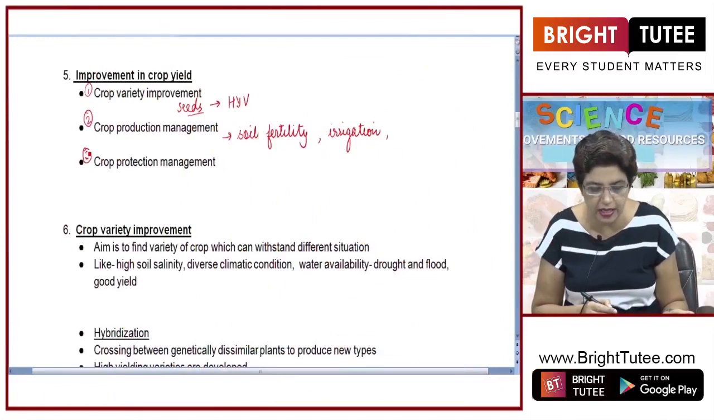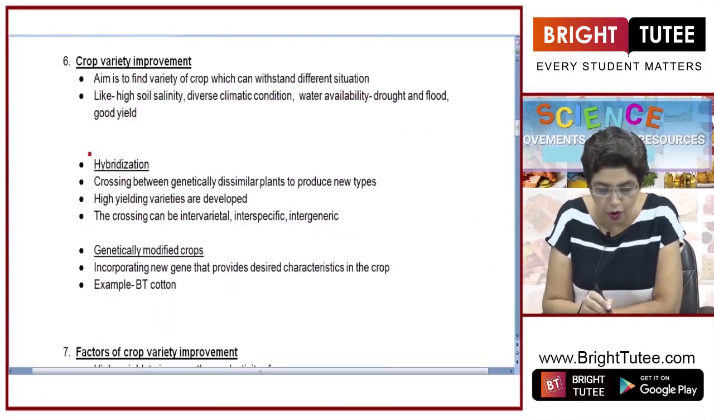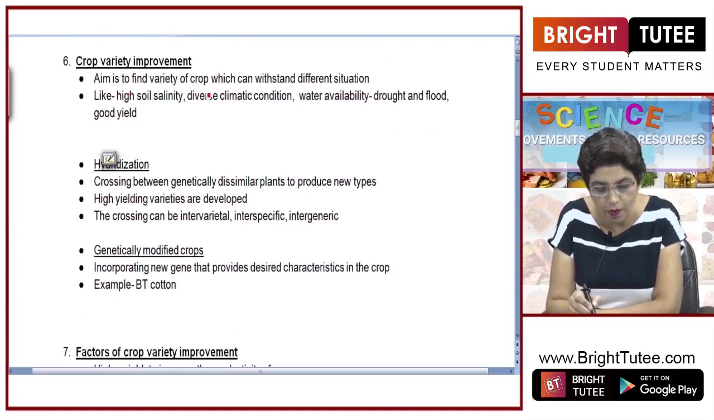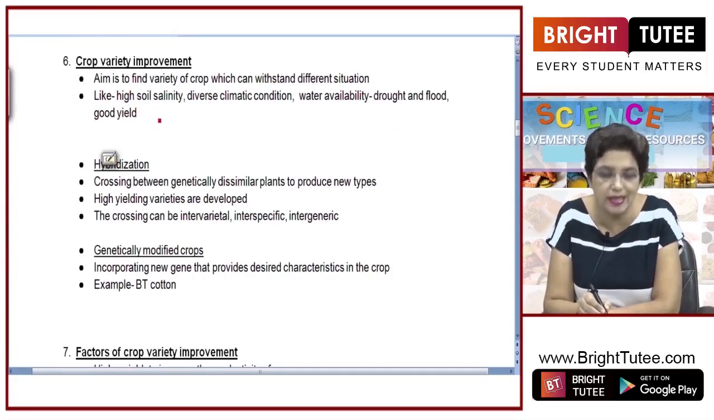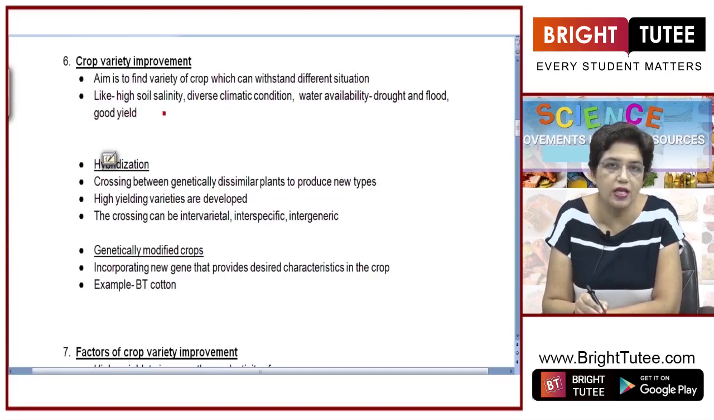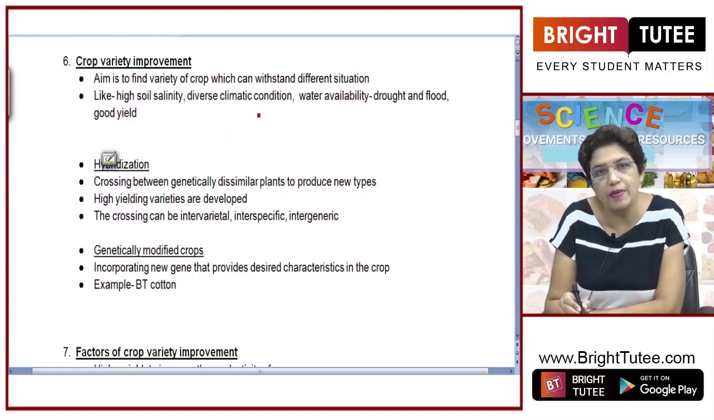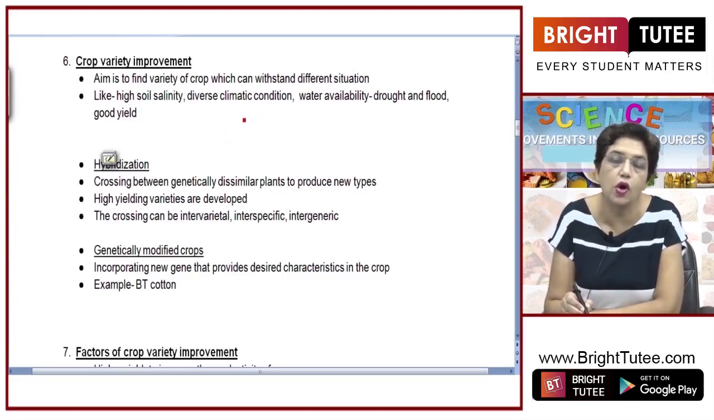Crop variety improvement. Now, what is the aim of improving the variety? The aim is to find a variety of crop which can withstand different situations like high soil salinity, diverse climatic conditions, whether the soil is more saline, whether it is slightly more acidic or slightly more basic, diverse climatic conditions in hot, so that the same crop can be grown in hot regions as well as in slightly cold regions.